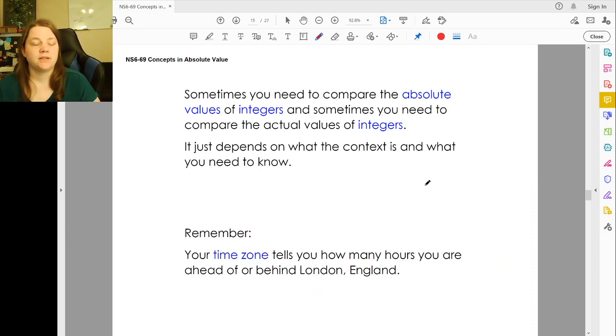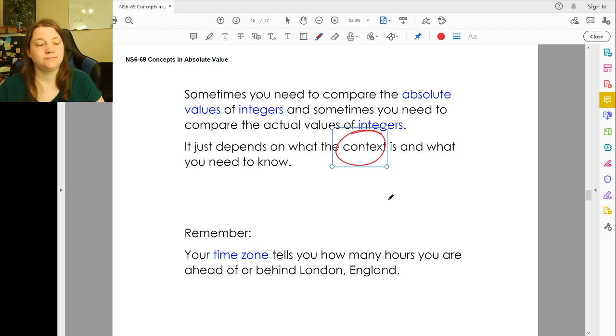Sometimes you need to compare the absolute value of integers, and sometimes you need to compare the actual numbers. You need to pay attention to context.